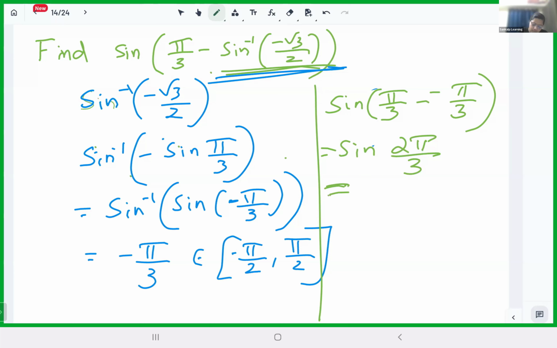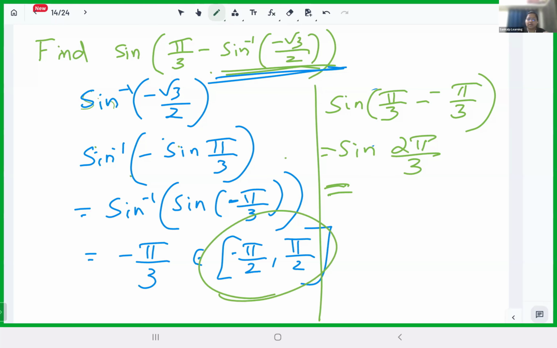And what is the value of sine of 2 pi by 3? 2 pi by 3 means 2 into 60, that is 120 degrees. 120 degrees doesn't belong to the standard values. Sorry, we don't know the standard value of sine 2 pi by 3, sine 120 degrees. So we have to convert this into some standard form, then we will get the answer.